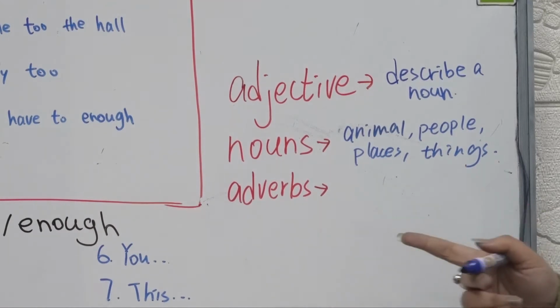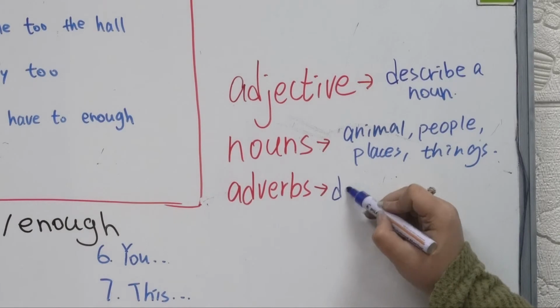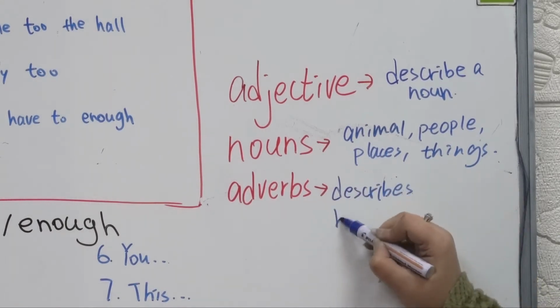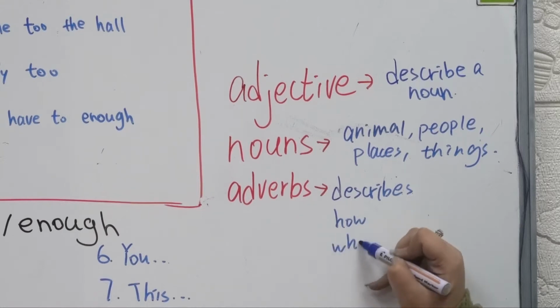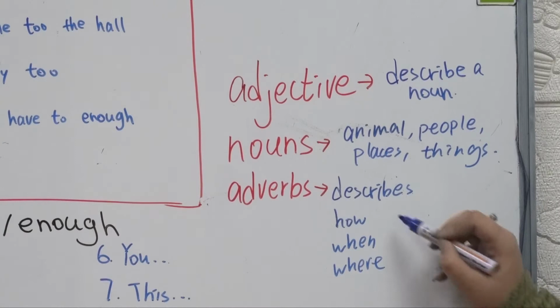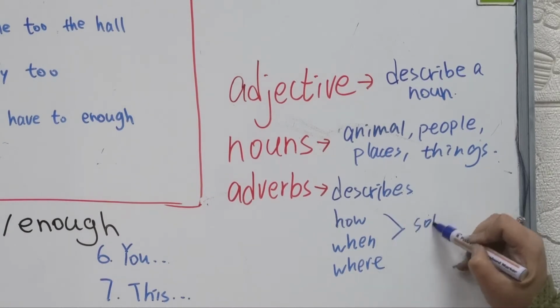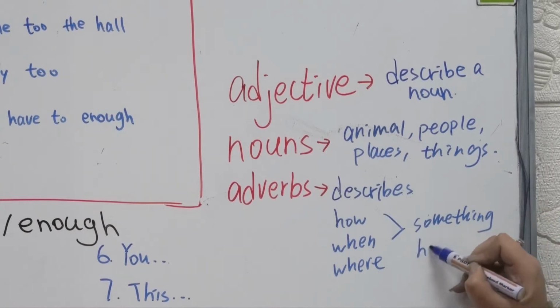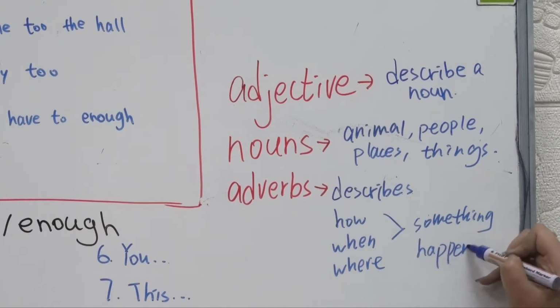How about adverbs? An adverb describes an action, okay? It describes how, when, or where something happened. I'm just telling you the meaning of that. For example, quietly. I read my book quietly.